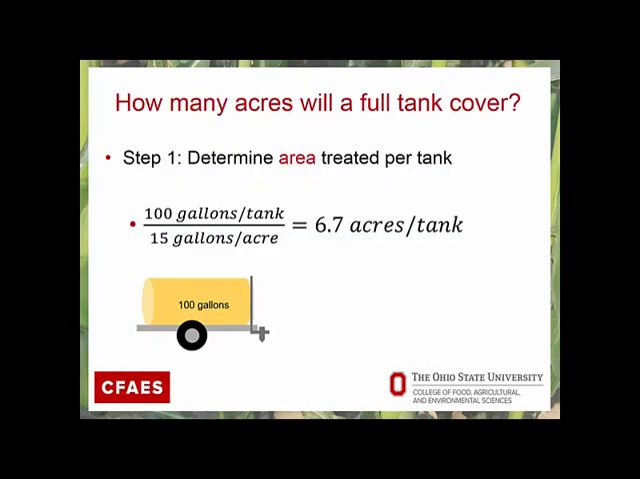The first step in this problem is to determine how much area, how many acres you're going to be able to treat within a full tank, because we want to mix a full tank. And the way you do that is divide your tank capacity by your GPA. So 100 gallons divided by 15 GPA, you will be able to treat 6.7 acres with a full tank.